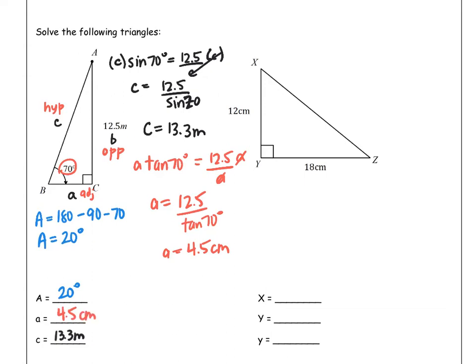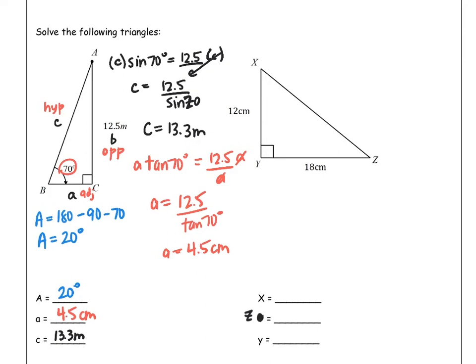Let's take a look at the second example here. So I'm given two sides and I'm asked to find the third side and the angles. I have got a typo here. This should say Z. So side x, angle X we don't know, angle Z we don't know, and side y.